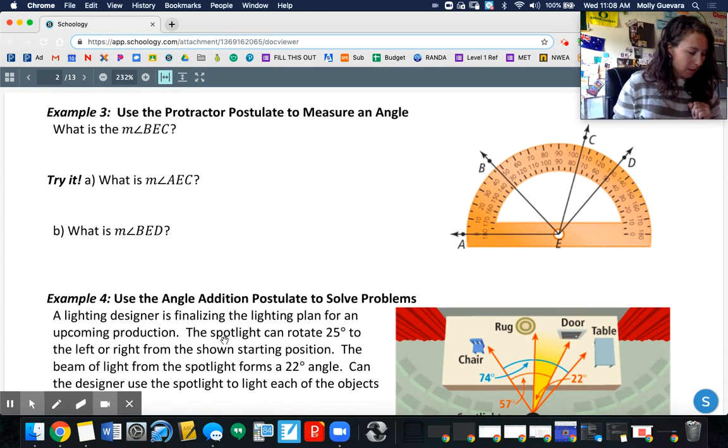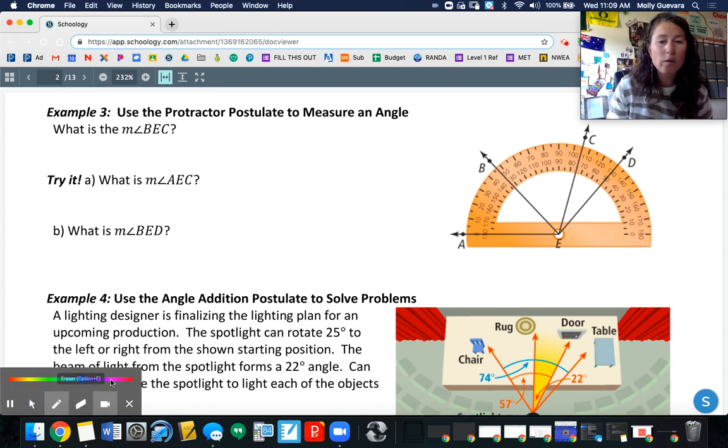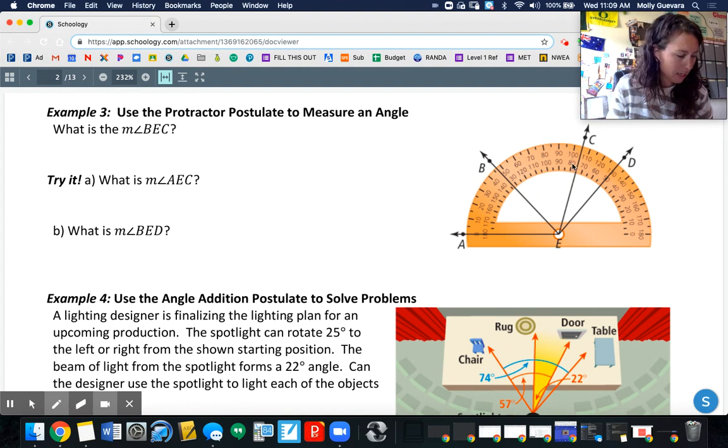Okay, example 3 is using the protractor postulate to measure an angle. So we are just going to figure out what these angles are. So it should be pretty quick. We do have a protractor here already set up for us. First example is, what is the measure? So that little m means measure. So what is the measure of angle BEC? So I'm going from B to E to C. Okay, so I'm drawing this from B to E to C.